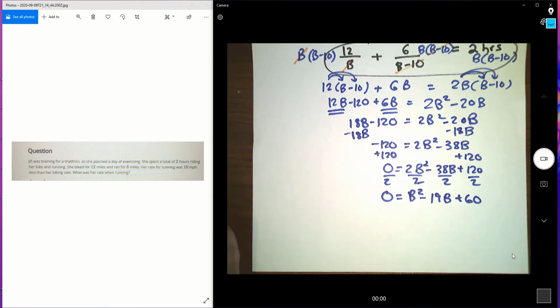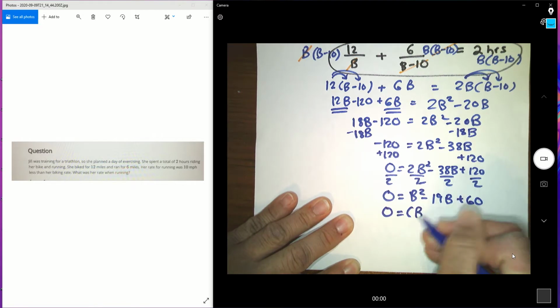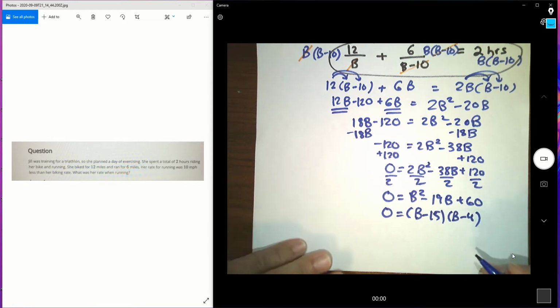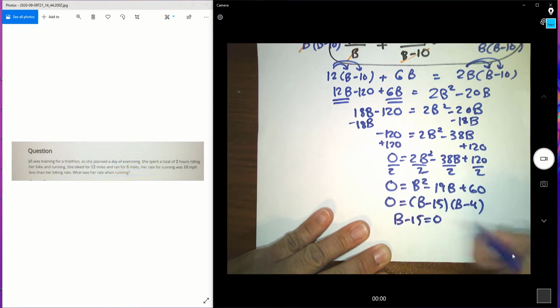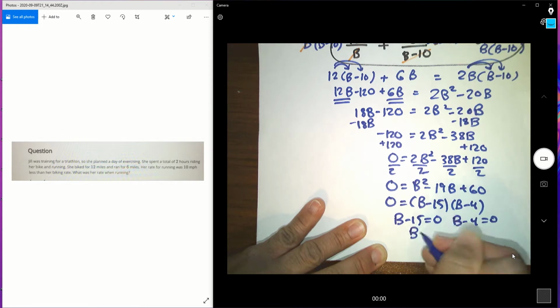And then all right, let's factor this. So this is 0 equal to b minus 15 times b minus 4, and you can check to make sure that works. And then b minus 15 would be equal to 0, and b minus 4 will be equal to 0, so b could be 15, or b could be 4.